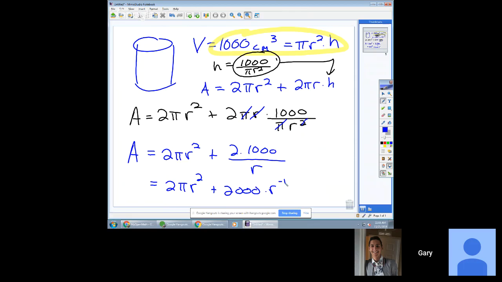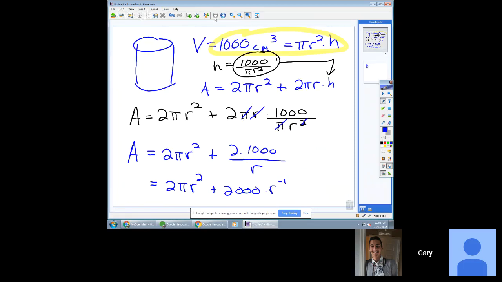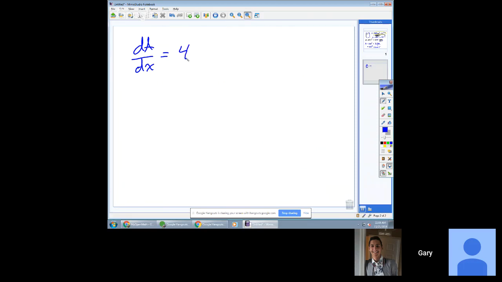All right, so take the derivative of that. What is dA/dr? Well, let's see. The derivative of r squared is 2r times 2 pi, so we'll get 4 pi r. And then we want to add on 2,000 times the derivative of r to the negative 1, which would be negative 1 times r to the negative 2. And we need to clean this up. So let's see: 4 pi r minus 2,000 over r squared.